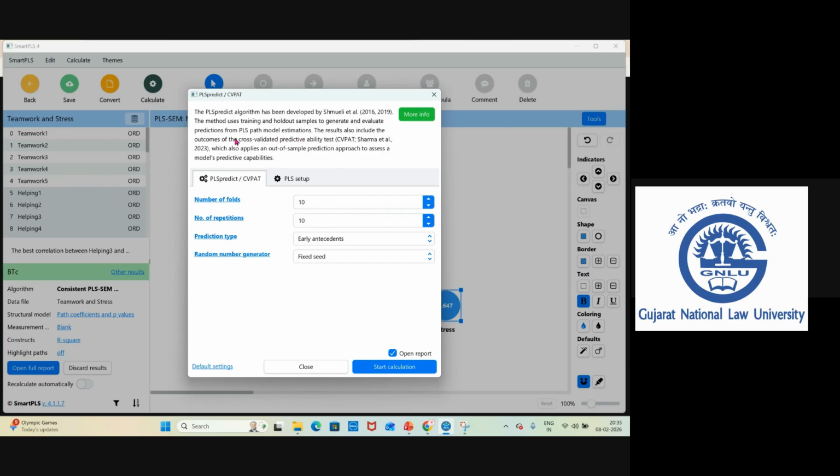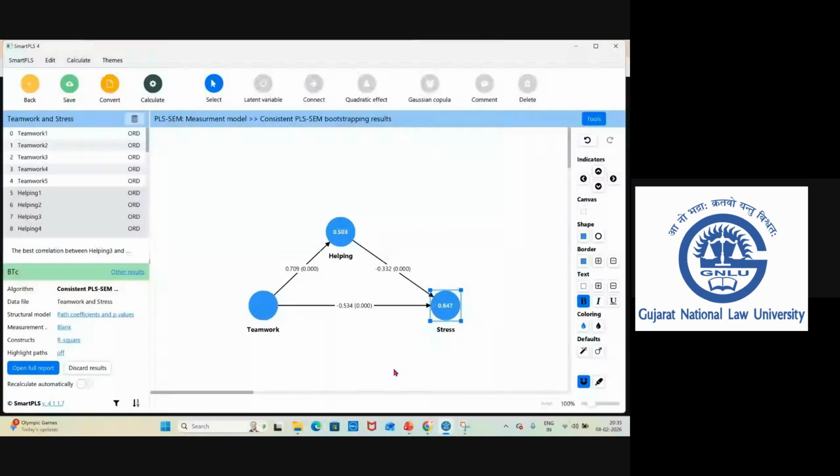The results also include the outcomes of cross-validated predictive ability, so we are also going to have CVPAT results as well. So how many times are you going to do it? 10 times, 10 repetitions. Okay. Just click on start calculation.